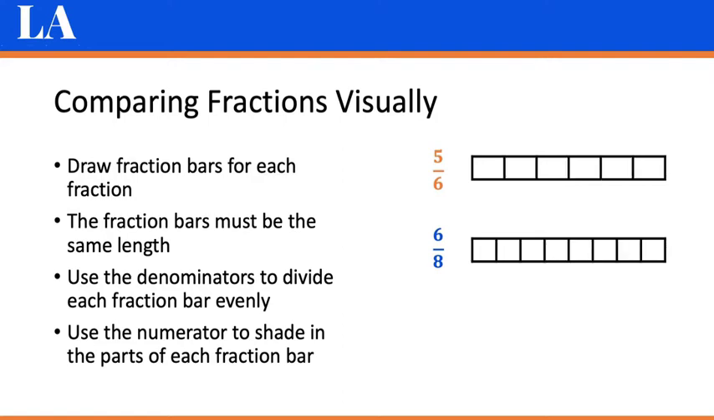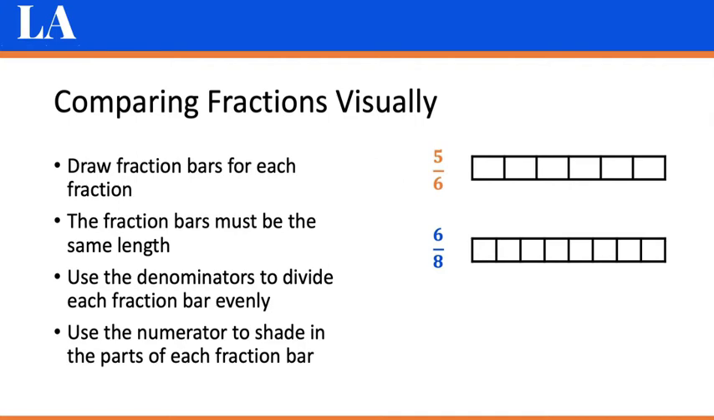Now we're going to look at the denominators for each fraction, and we're going to divide each fraction bar up by the number in the denominator. So this fraction has a 6 in the denominator, so we divided this fraction bar into 6 equal pieces. This fraction has an 8 in the denominator, so this fraction bar is divided into 8 equal pieces.